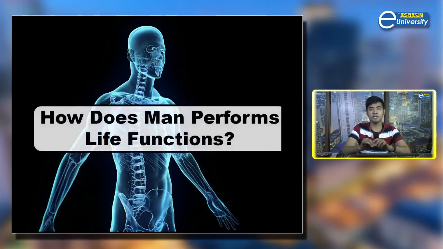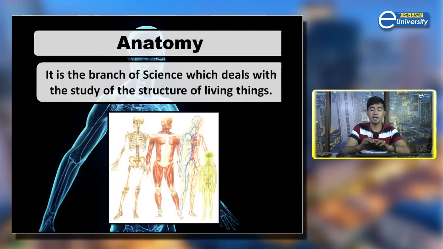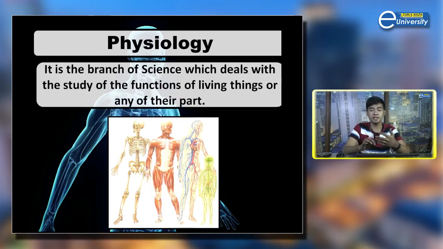So the first question is, how does man perform life functions? Man performs life functions with the coordination of our body systems. And today we're going to deal with two important branches of science. The first one is anatomy. When we say anatomy, that is the branch of science that deals with the structure of living things, while physiology is the branch of science that deals with the function of that specific organ. So today, we're going to deal with the organs and the function of each organ.